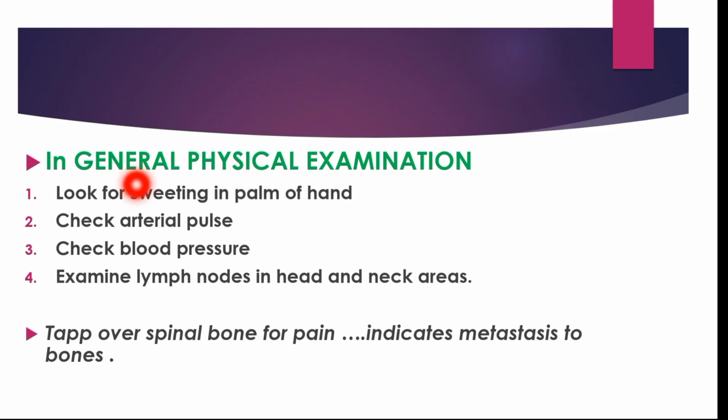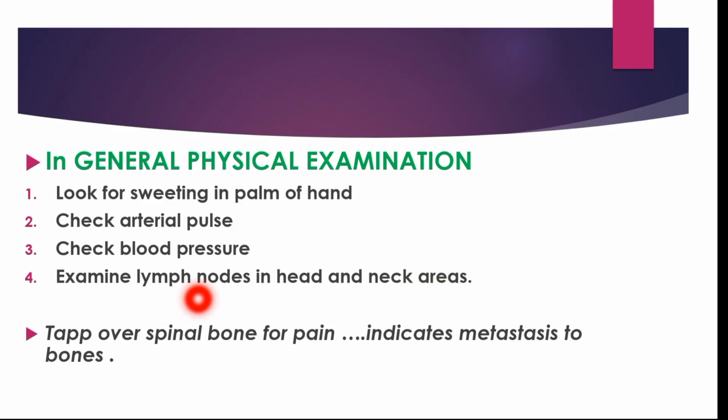Then we also do the general physical examination. First, check the palms of the hand for sweating, and if there is sweating, it indicates hyperthyroidism. Also check the radial pulse. Then check the blood pressure and also examine the lymph nodes in the head and neck area.